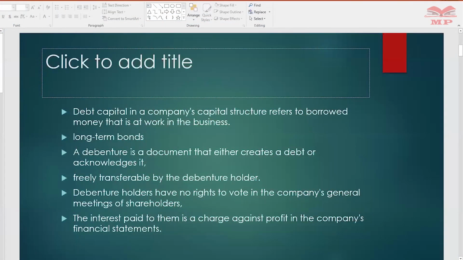So what do we mean by debt capital? Debt capital refers to borrowed money. We talked about share capital. When you want to be a member of a company and you buy shares, you pay up the prescribed amount, you provide money for the company to continue with its operations. You are a shareholder. But more often than not, this money is not enough. So the company will resort to borrowing additional funds.